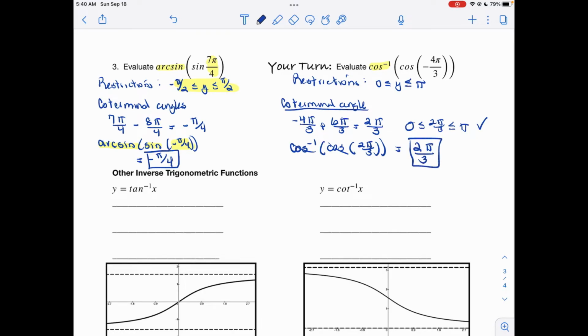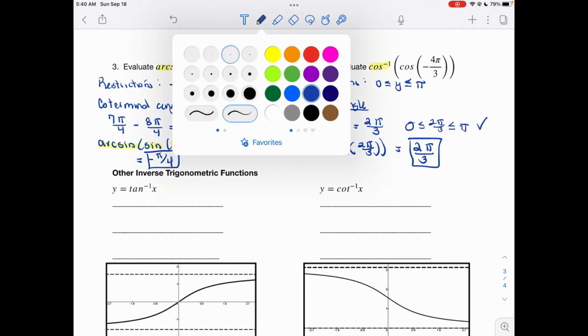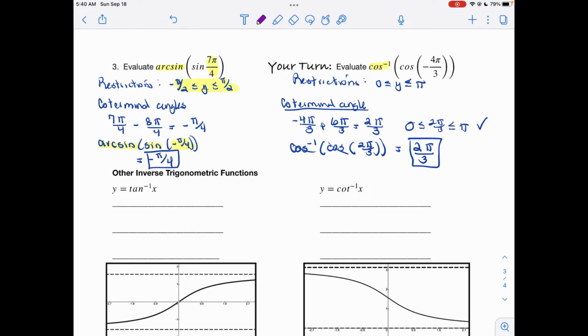Now that we know how to work with the inverse trig functions of sine and cosine, let's learn the other inverse trig functions. The operations are all the same. It's just that you need to know your restrictions and kind of what the graphs look like. So we're going to start with our inverse tangent function.